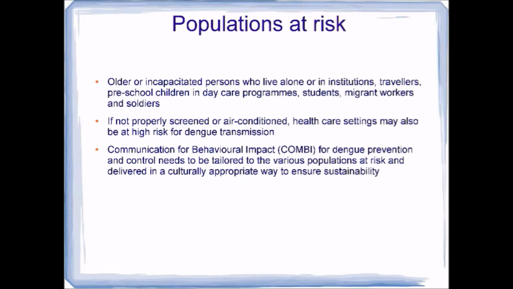The population at risk of being infected by dengue virus includes older or incapacitated persons, who live alone or in institutions, travelers, preschool children in daycare programs, students, migrant workers and soldiers. If not properly screened or air-conditioned, healthcare settings may also be at high risk for dengue transmission. The communication for behavioral impact for dengue prevention and control needs to be tailored to the various populations at risk, and delivered in a culturally appropriate way to ensure sustainability.